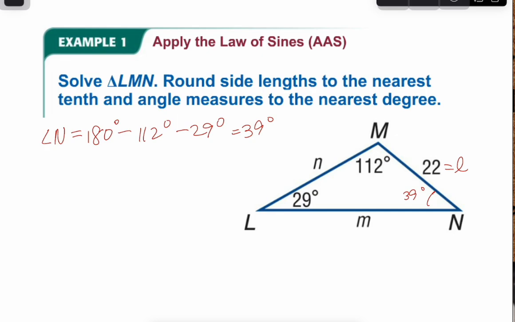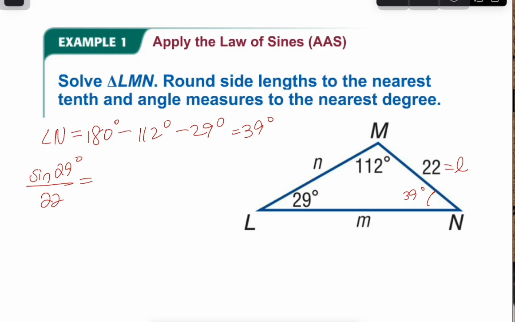That's a good way to check that you're doing it right. So let's write down the pair that we know. The pair that we know is L, so the sine of angle L over little l. And then let's use this formula to find either M or N. It doesn't really matter which. Pick what you want. Let's just start with M because that's what we started with initially.